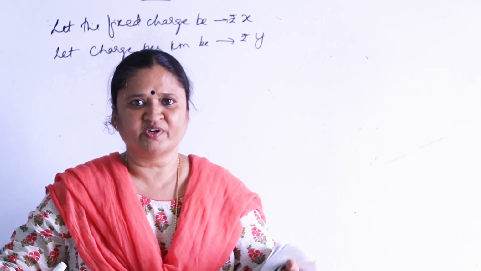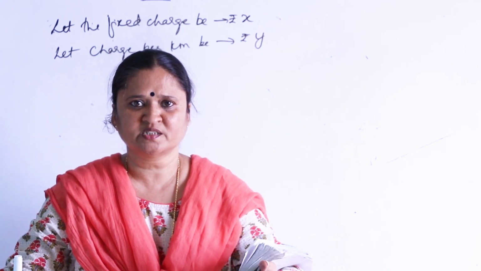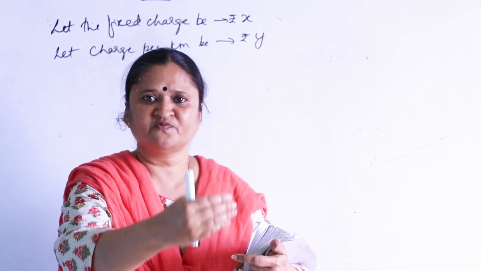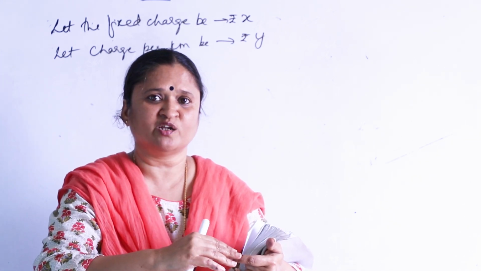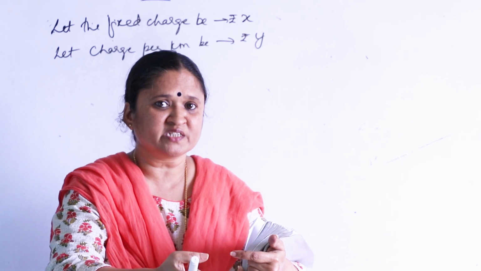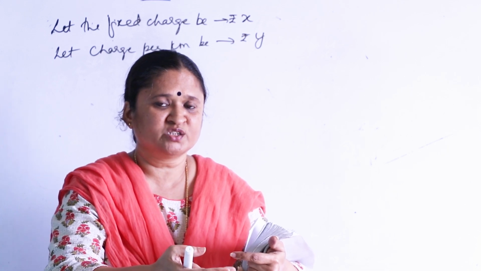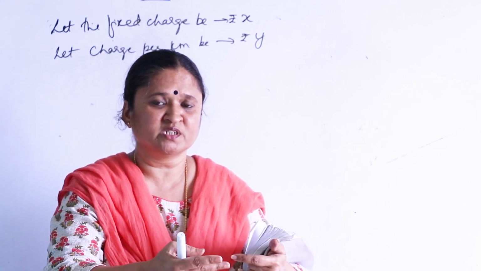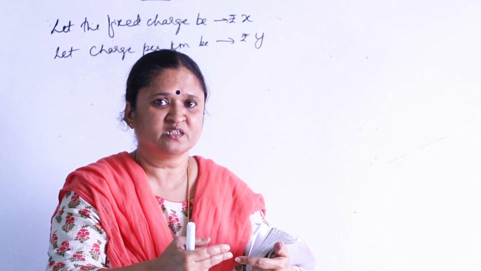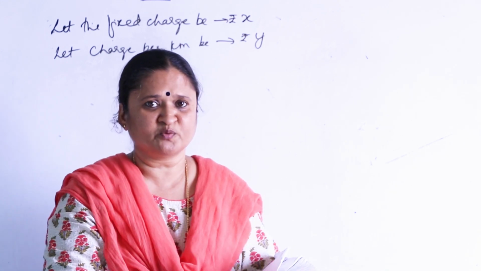20 is fixed for the first 3 kilometers. Next, he travels 5 kilometers. That means after 3 kilometers, he has traveled 2 kilometers extra, right? And the charge per kilometer is 5 rupees. So 5 plus 5, 10 rupees. 20 plus 10, he has to pay 30.